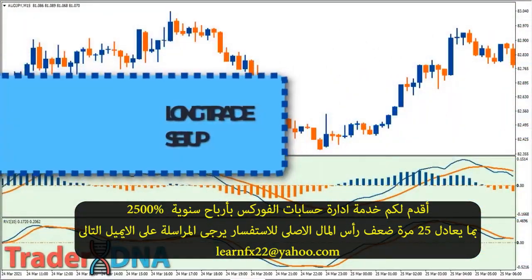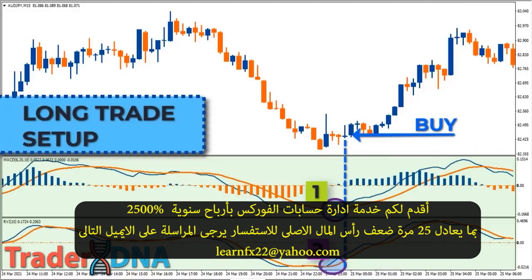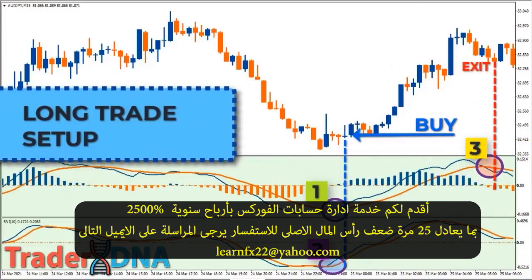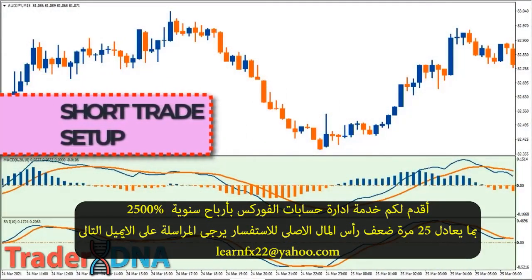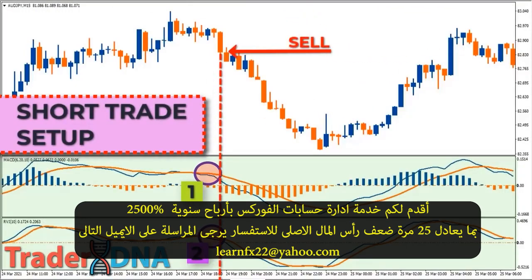Long trade setup. First, the MACD line crosses above its signal line. Second, the RVI line crosses above its signal line. Exit rules. We hold until the MACD line crosses below its signal line. Short trade setup. First, the MACD line crosses below its signal line. Second, the RVI line crosses below its signal line. Exit rules. To manage the position, we hold until the MACD line crosses above its signal line.